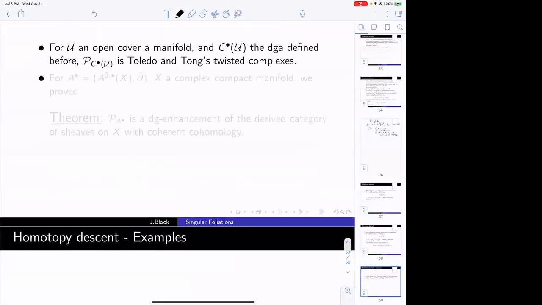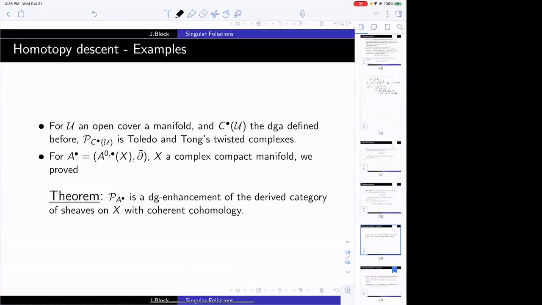So let's look at examples. If we look back to the example where you looked at the open cover of a manifold, and this DGA that you formed from the groupoid or the simplicial space, then when you take this DG category, you get exactly Toledo and Tong's twisted complexes.